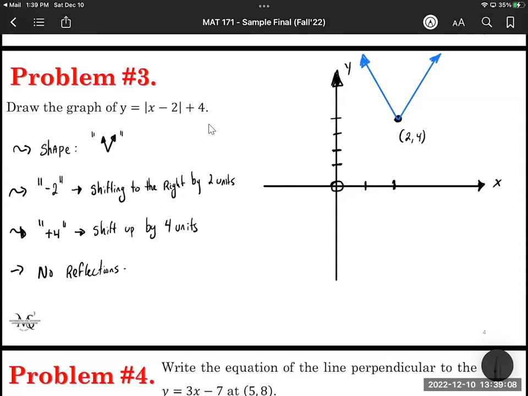Any questions? If the negative is inside of the absolute value, the graph is going to shift to the right, right? Yes, that's what I wrote. It's shifting to the right by 2 units. If it was plus 2, then you would have gone 2 units to the left.